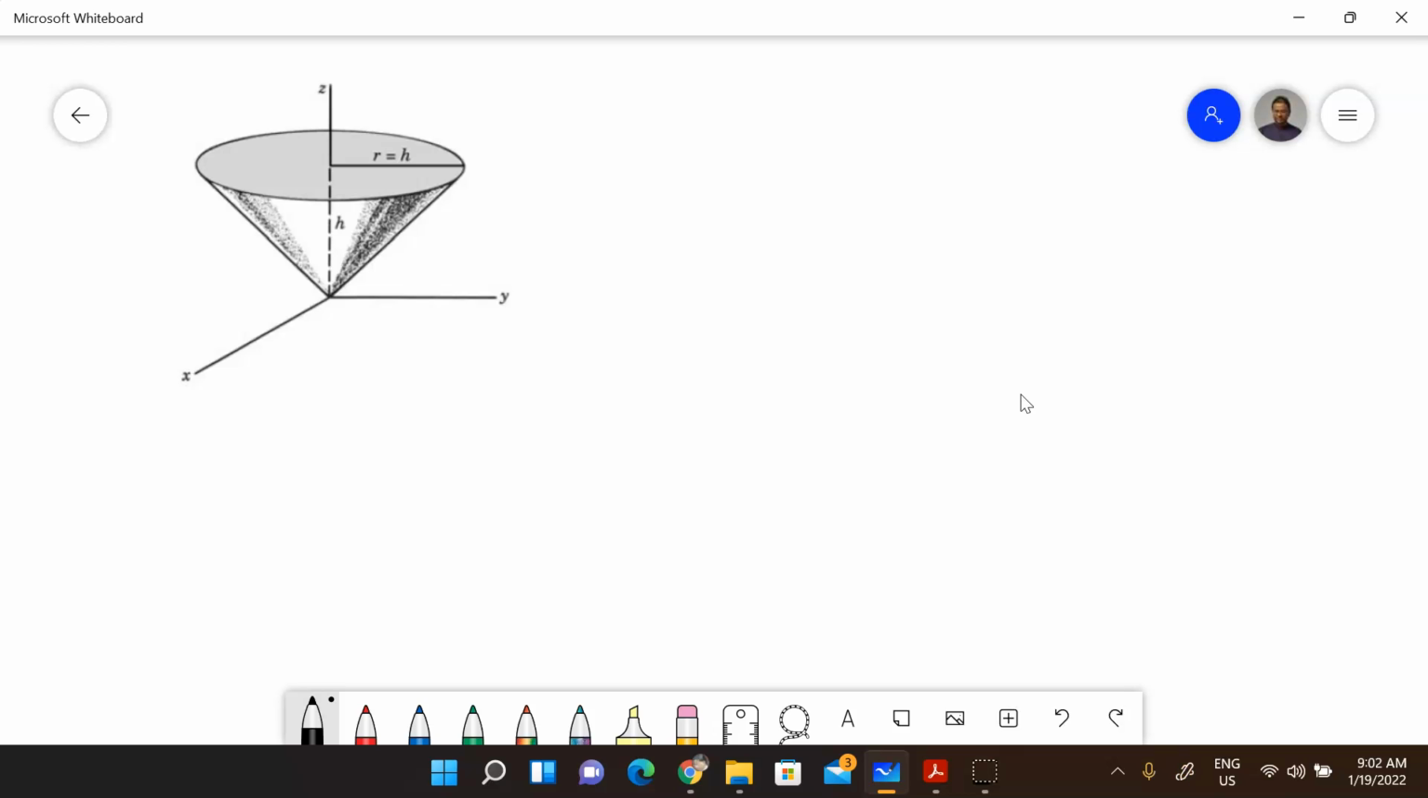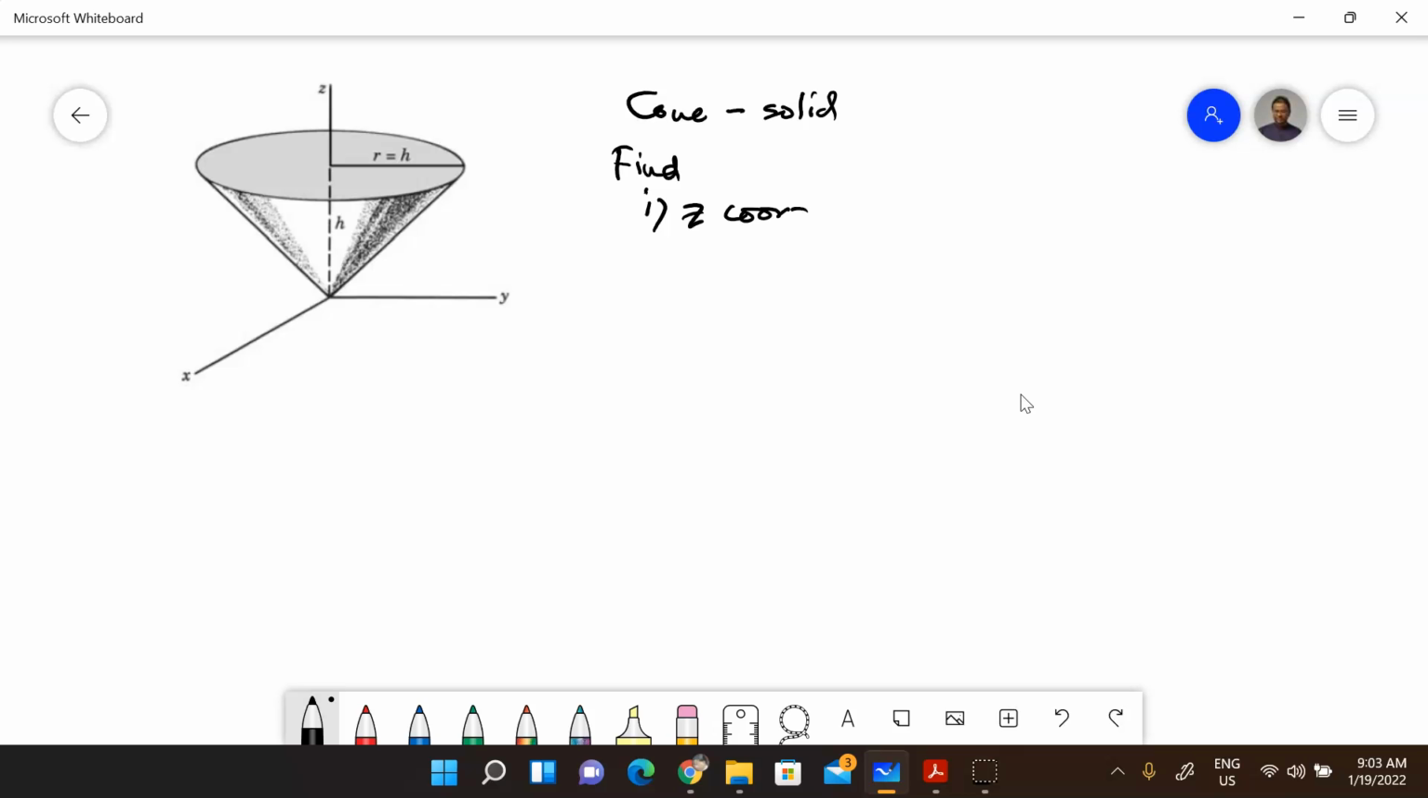And here's an example of the cone given by this figure, and essentially these are considered a solid. So it's not just the surface. There is some material inside, and then we are supposed to find the z coordinate of. So there are two problems.